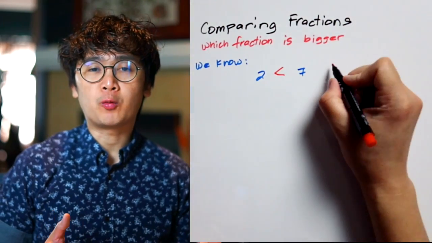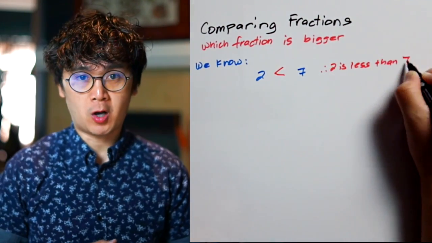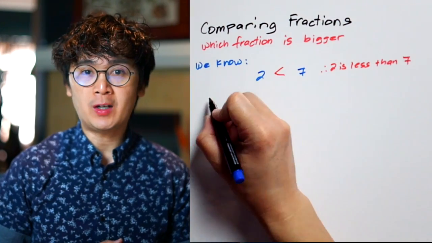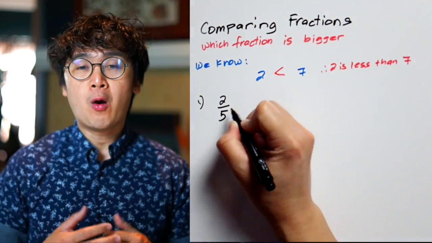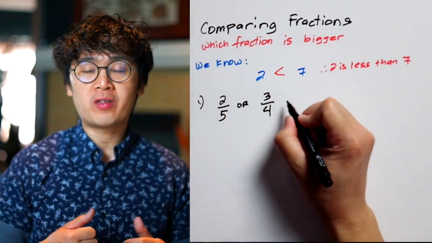In inequality, we know that we point the arrow to the smaller number. If we have 2 and 7, we point the arrow to 2, so 2 is less than 7. What about 2 over 5 or 3 over 4?